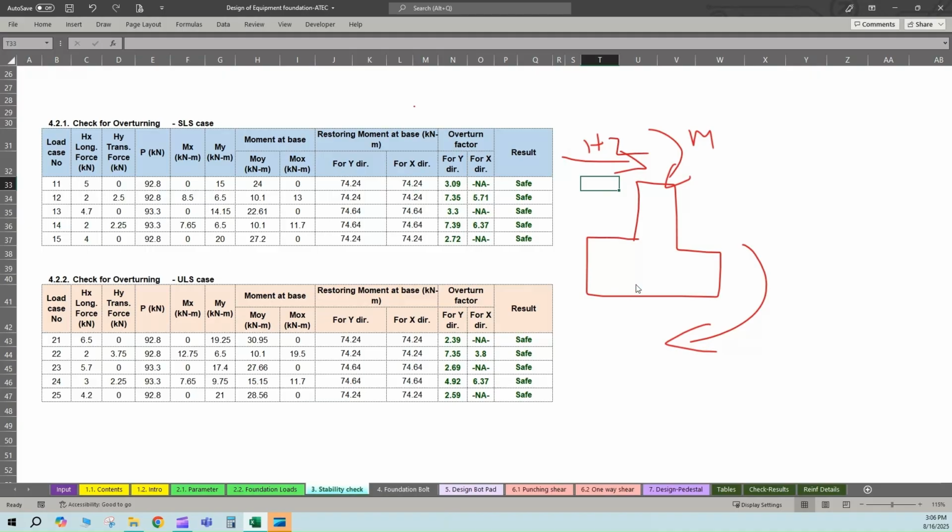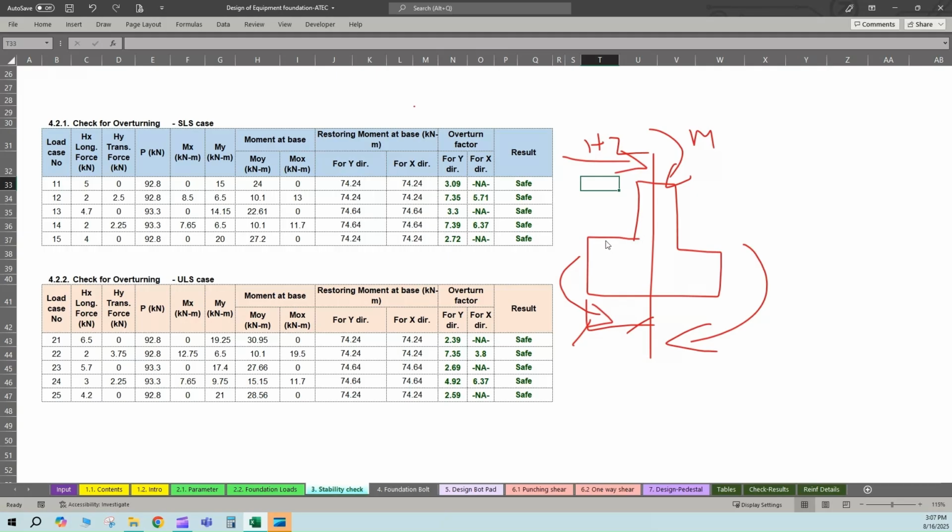In order to resist this, the self weight of the foundation and the overburden soil weight will create a moment about the center of gravity of the foundation. This will react in the opposite direction, so that the foundation will be in a stable, equilibrium condition, avoiding the rotation due to the actual bending moment from the structural force. So this check we need to do for foundation stability.